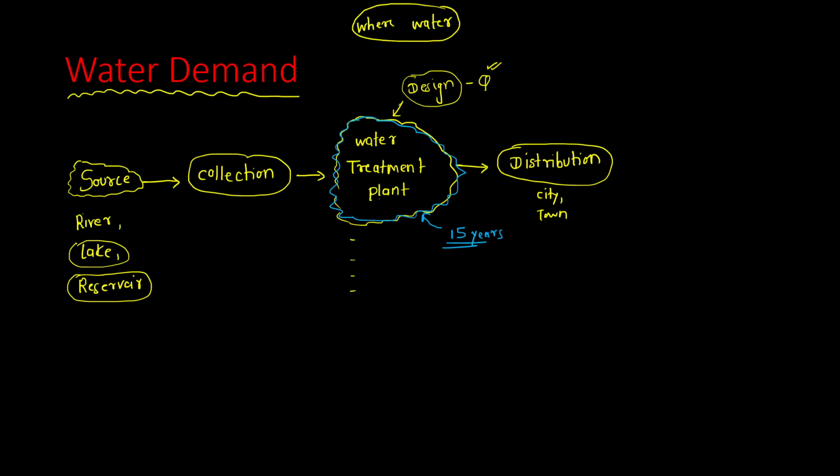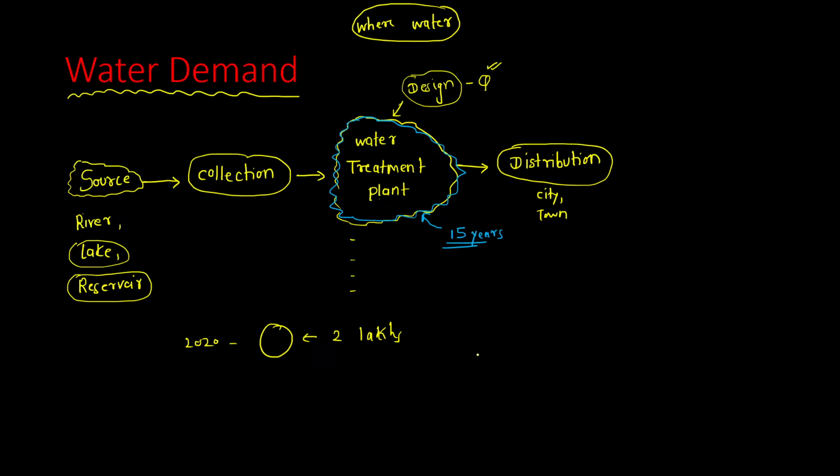So for the water treatment plant to work up to 15 years, it should meet all the demands of that community after 15 years also. I hope you are getting the point. You just have to imagine it. Take an example of your own community or your city. Let's say it has a population of 2 lakhs right now. So in 2020, the population is 2 lakhs, and we have started to make a water treatment plant here right now.